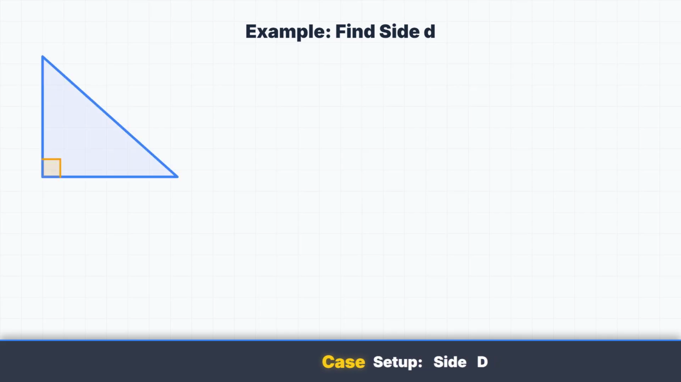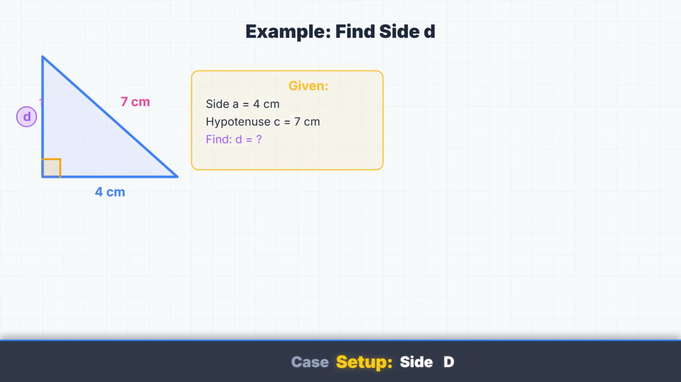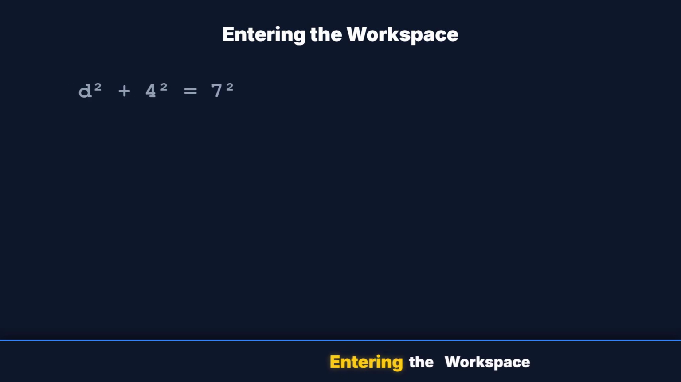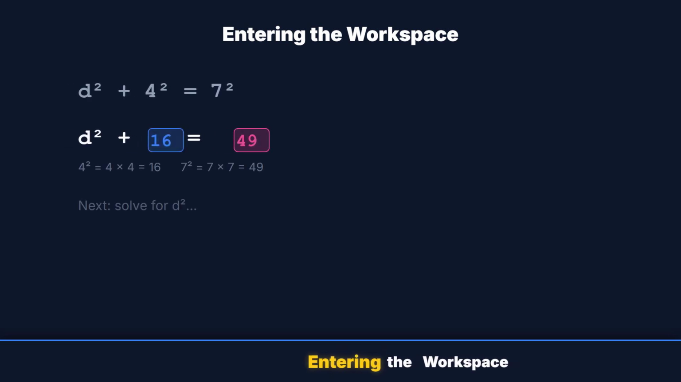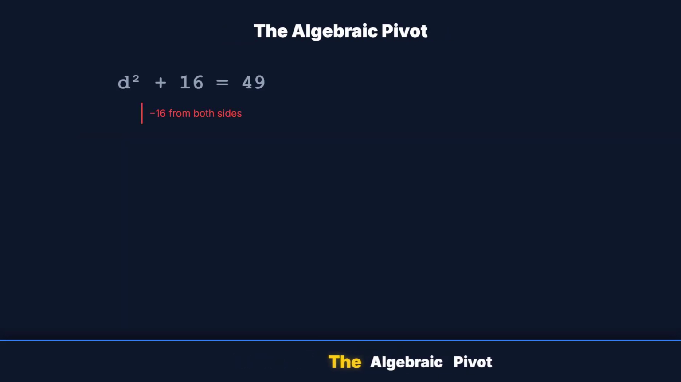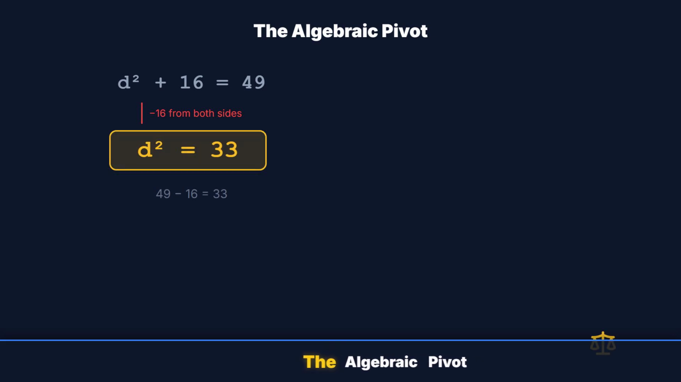Let's solve an example. Suppose one side is 4 centimeters. The hypotenuse is 7 centimeters. The other side is d. We start with d² + 4² = 7². Now square the known numbers. 4² equals 16, 7² equals 49. So d² + 16 is equal to 49. Subtract 16 from both sides. d² equals 33.